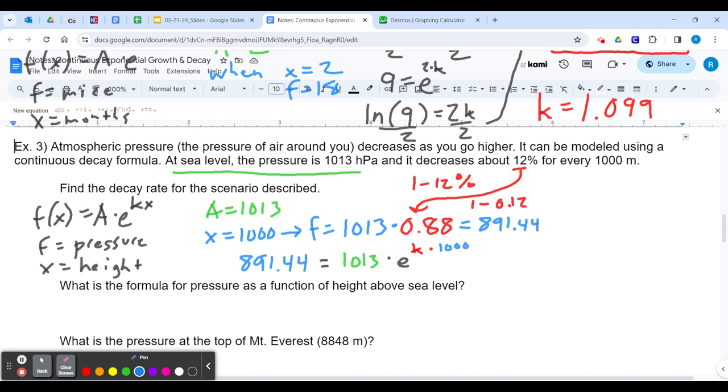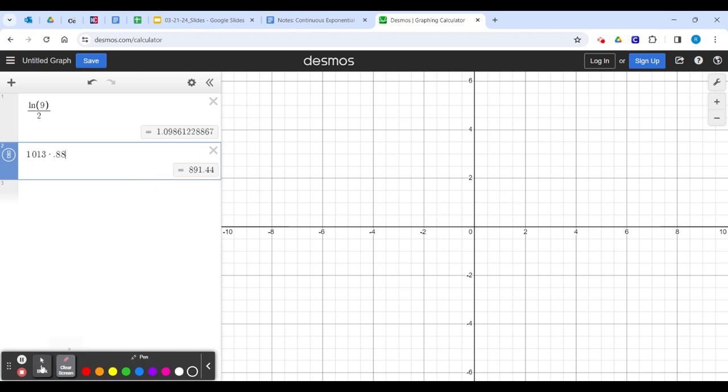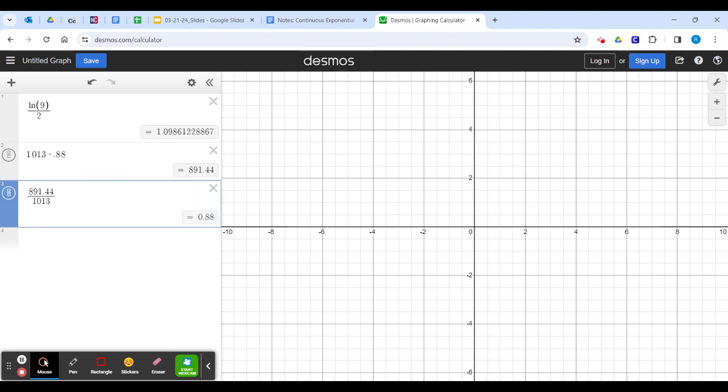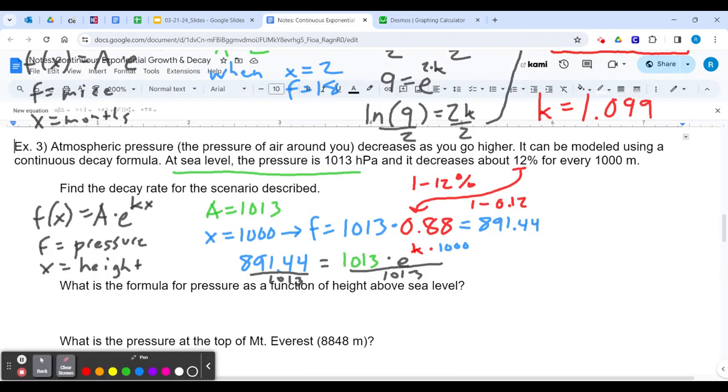I'm trying to get that K by itself. So I'm going to start off by dividing by 1013. I'll mark that over here, and then I'll slide over to the left. So divide by 1013. I am going to do that math real quick. 891.44 divided by 1013 gives me 0.88. That's good that it's a nice clean decimal. That'd be tough otherwise. So 0.88. Equals, now we get E to the 1,000 times K.